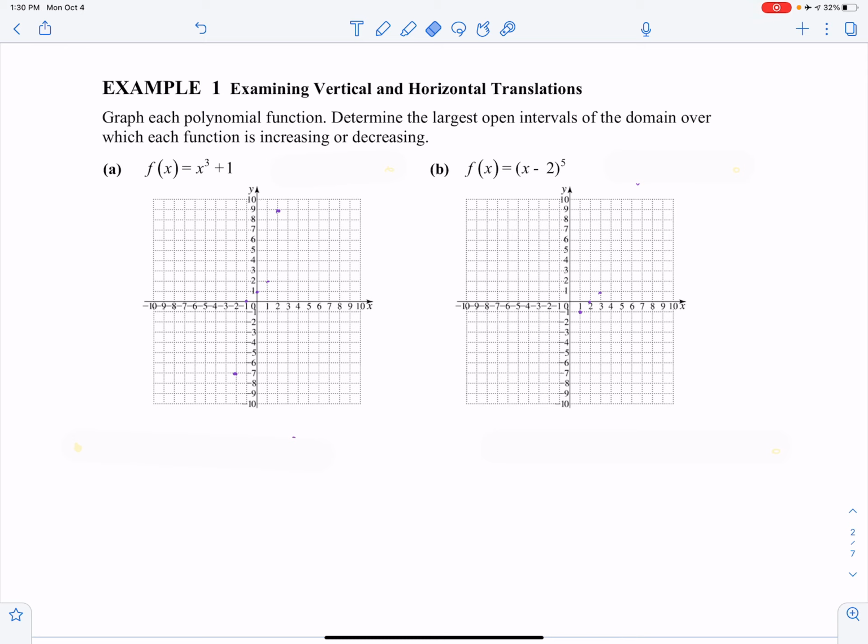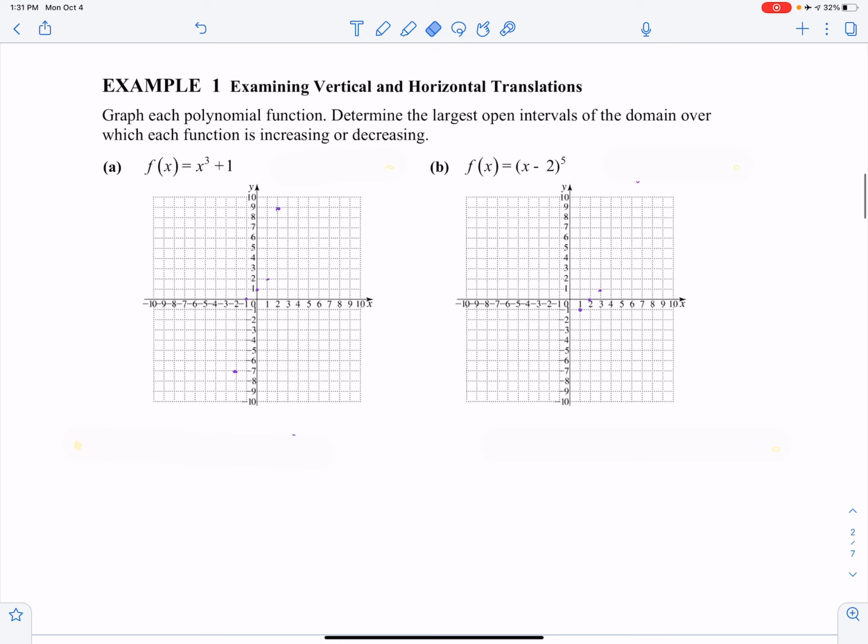Let's take a look at example number 1. Example number 1 says that, first of all, we should graph. So when you ask yourself what's happening, this is my cubing parent. I'm adding 1 to that, so we know that this guy is going to move up 1 unit. So my cubing parent, you can see that I've got the coordinates there marked out. The cubing parent starts at the origin, starts at 0, 0, but I shifted that up 1.